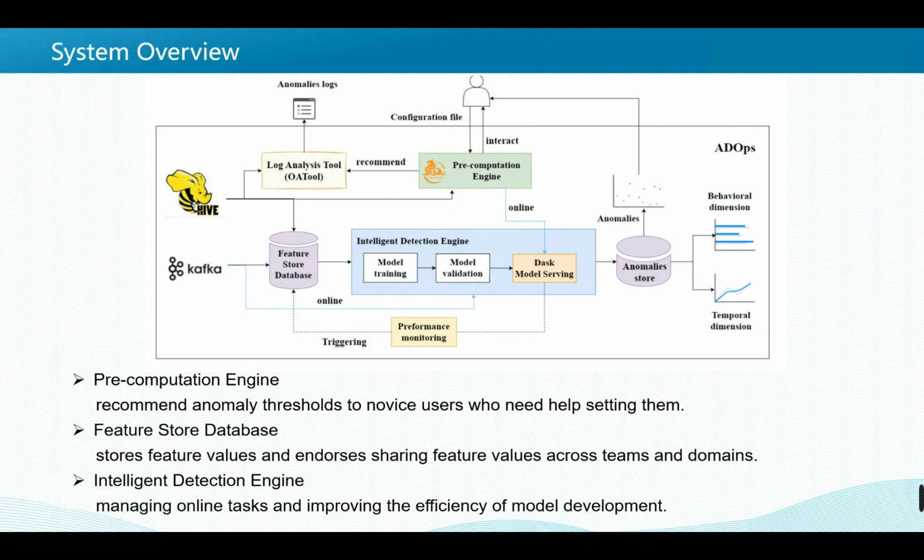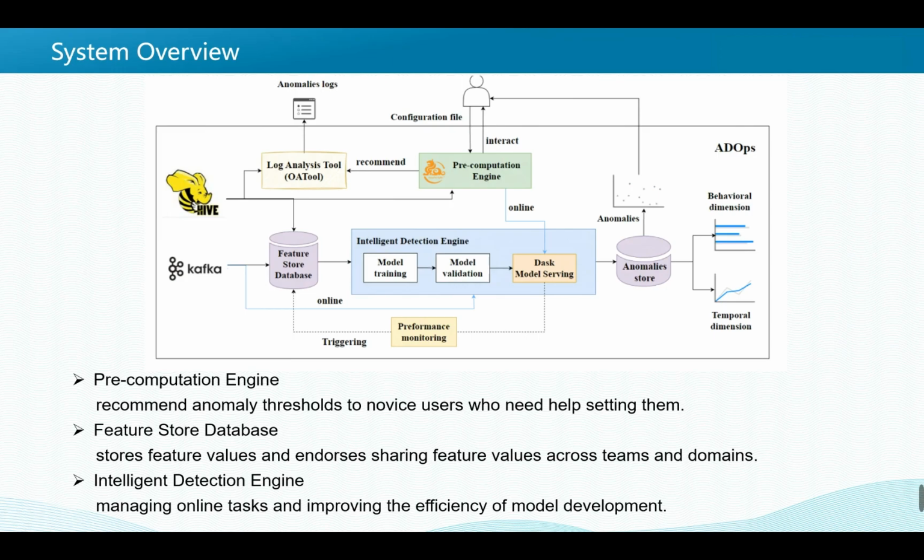Feature Store Database is a data management tool for machine learning. It stores feature values and endorses sharing feature values across teams and domains. FSDB is the data provider for intelligent detection engines. In FSDB, all feature processing relies on SIRQL statements. Engineers can use SIRQL statements to turn offline data into features for model training. Then it could switch the SIRQL feature processing statement from offline to online mode and deploy online.